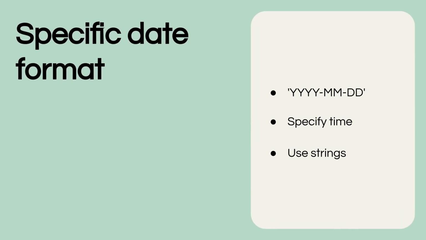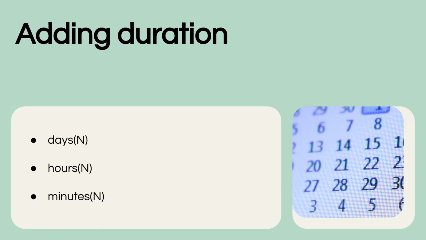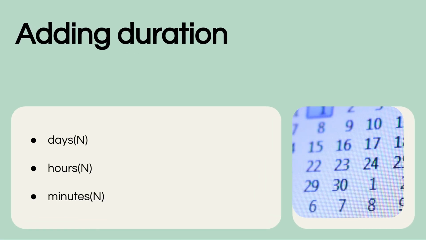You can create a specific datetime using the format datetime YYYY-MM-DD. This is the foundation for creating precise time points. To move forward or backward in time, you can add duration components like days n to your datetime object.